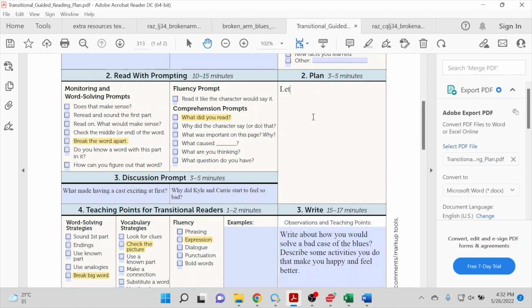To plan for this writing prompt, I'm going to say, let's list all the problems that we find in this book. To follow up on that, I'd say, what are the solutions to those problems? And that's pretty much it.